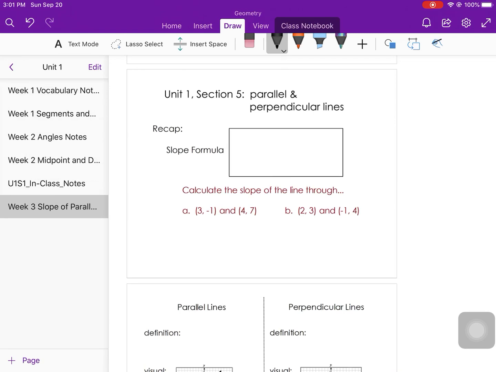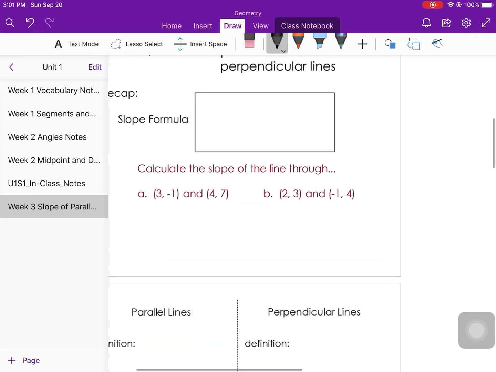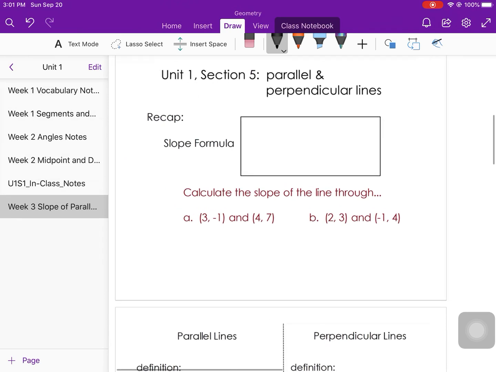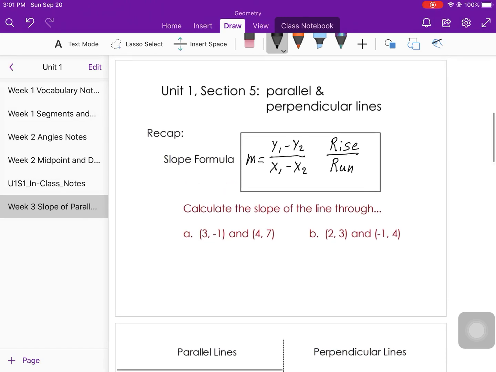A formula that you've learned in the past when you were talking about finding slopes of lines was the slope equation, which is m equals y1 minus y2 divided by x1 minus x2. Okay, so this is the change in y divided by the change in x. You've also heard it as the rise over the run, or the difference in your y values compared to the difference in your x values.